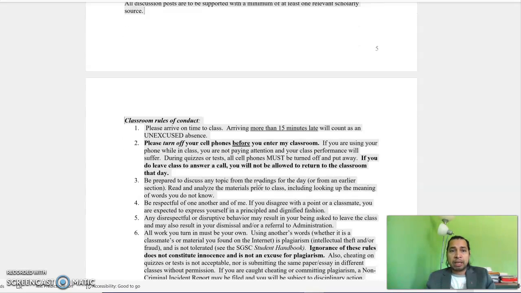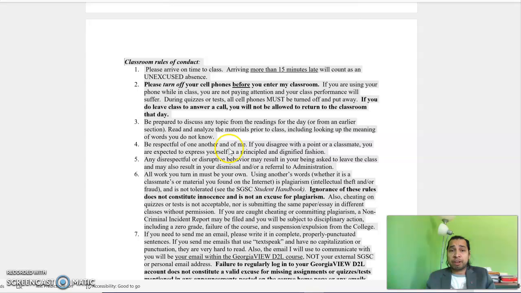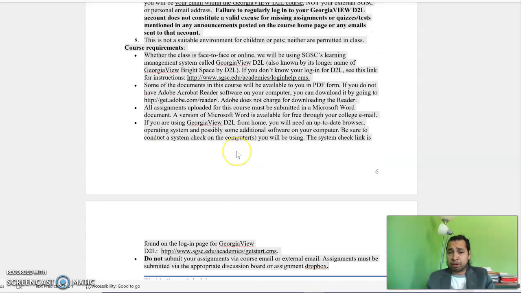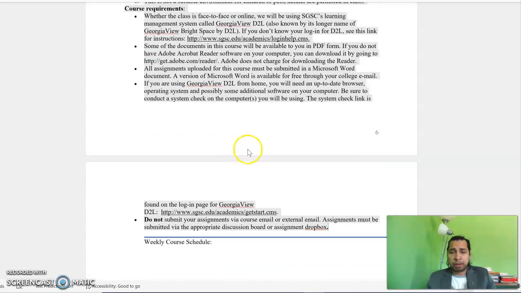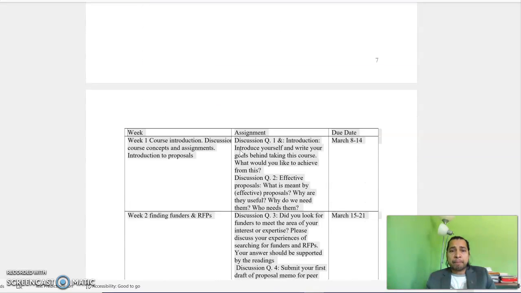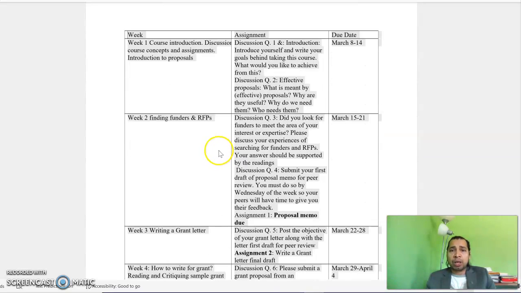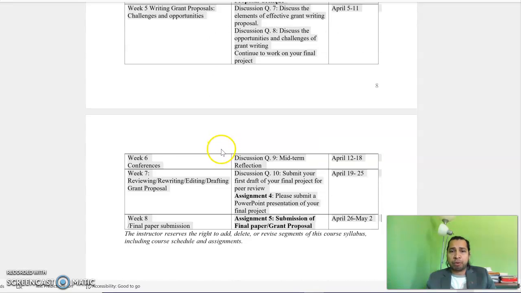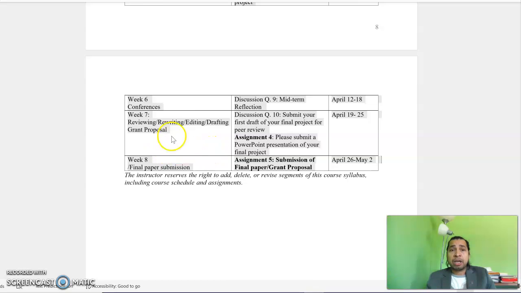Okay, these are the classroom rules of conduct, whether that be online or in person. So this is going to be online, so stick to the rules that apply to an online class. And this is our 8-week module. What we are going to do on week 1, week 2, week 3, and week 4. Okay, and 6, 7, 8, and then we're going to have a conference.